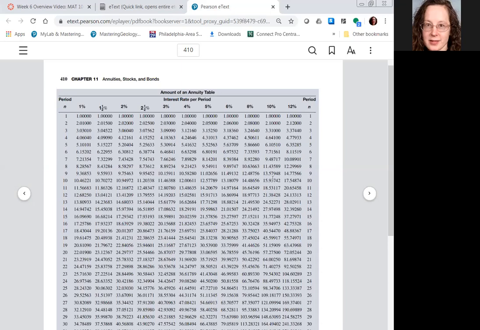Chapter 11, section 1 is going forward in time. This table is called amount of annuity table, going forward in time. And then chapter 11, section 2 is going backwards in time. So chapter 11, section 1 and chapter 11, section 2 are analogous to chapter 10, section 1 and chapter 10, section 3, forward in time and then backwards in time to get a present value. In each computation, use the tables provided, multiply by that recurring periodic payment or deposit.